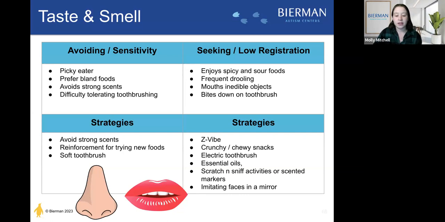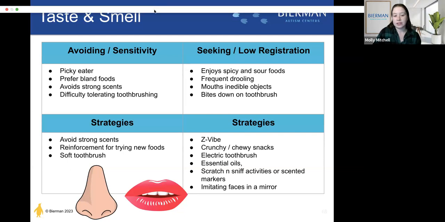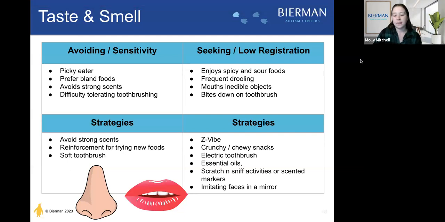Then when you have kids who are seeking out taste and smell, or might have low registration of taste and smell, these kids might enjoy spicy and sour foods. They might exhibit frequent drooling. They might mouth inedible objects, or they might bite down on the toothbrush because they're seeking out that oral input.